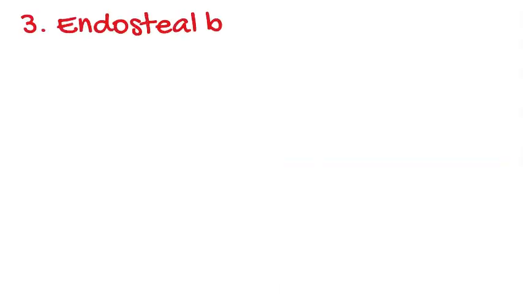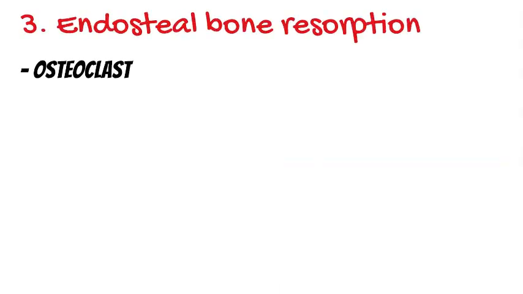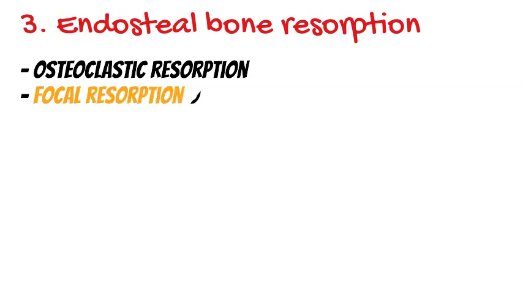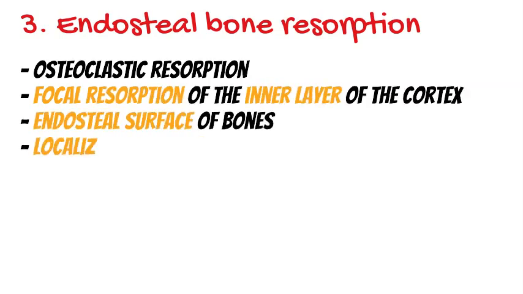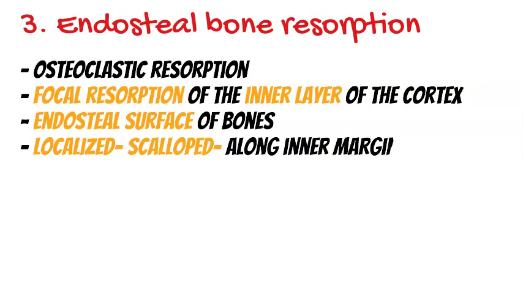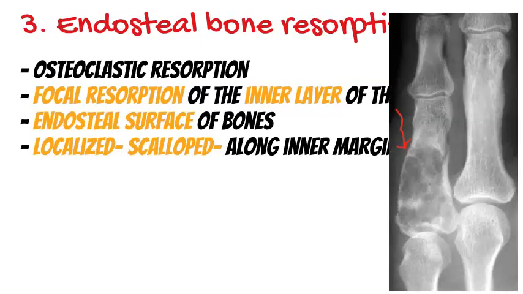Number 3, endosteal bone resorption, also an osteoclastic resorption. Focal resorption occurs at the inner layer of the cortex, the endosteal surface of bones, with localized scalloping along the inner margins of the cortex. This X-ray shows the endosteal scalloping and bone expansion from a phalangeal enchondroma.